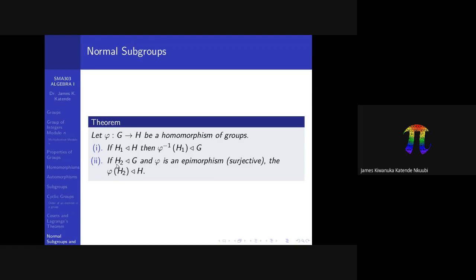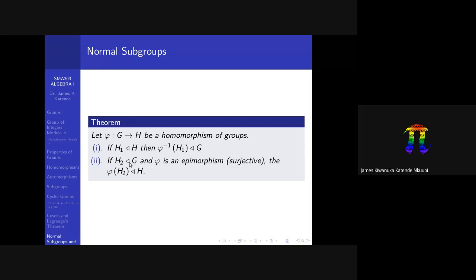So the second says that if H2 is a normal subgroup of G, and if it turns out that the map is surjective, so this is important. Without this bit, this second part does not work. This homomorphism must be surjective. Remember, we gave it a name. A surjective homomorphism is called an epimorphism.